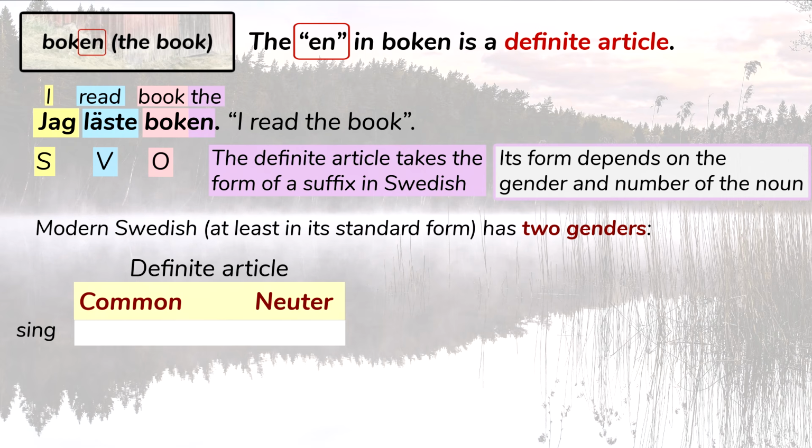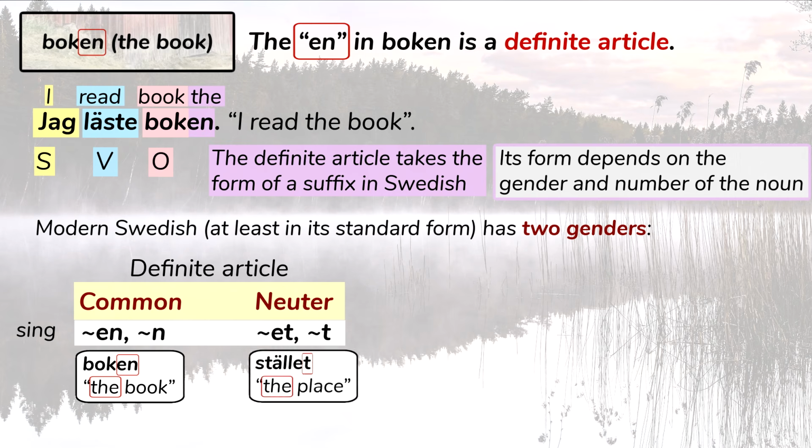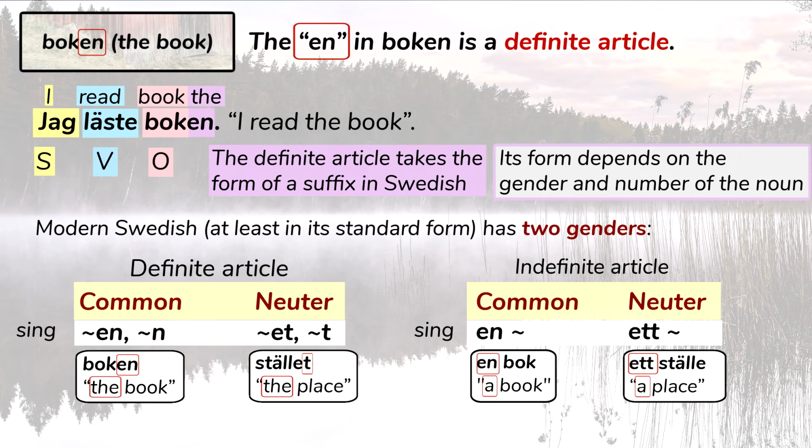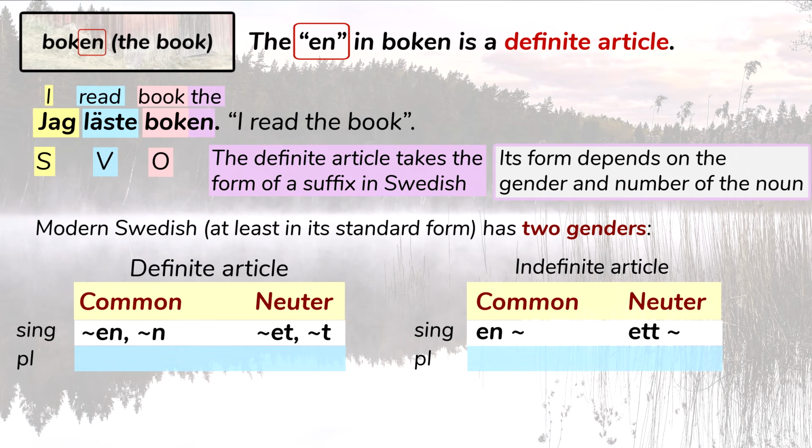For singular common gender nouns, the definite article is usually N or N after a vowel. Boken. The definite article for singular neuter nouns is et or t. Stället. However, the final T is usually silent in most accents. Unlike the definite article, the indefinite article comes before the noun. N for common nouns. En bok. And et for neuter nouns. Ett ställe. How about for plural nouns?